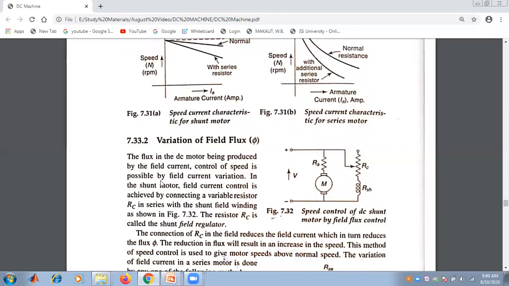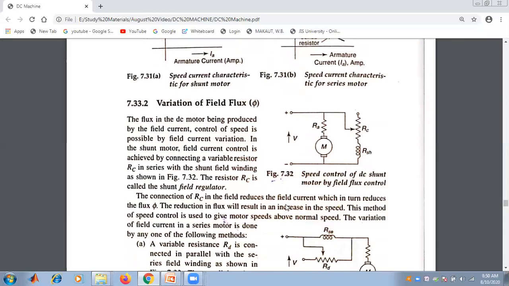In the shunt motor, field current control is achieved by connecting a variable resistor, Rc, in series with the shunt field winding, that is, connecting a variable resistance Rc in series with the shunt field Rsh. The resistor Rc is called the shunt field regulator.